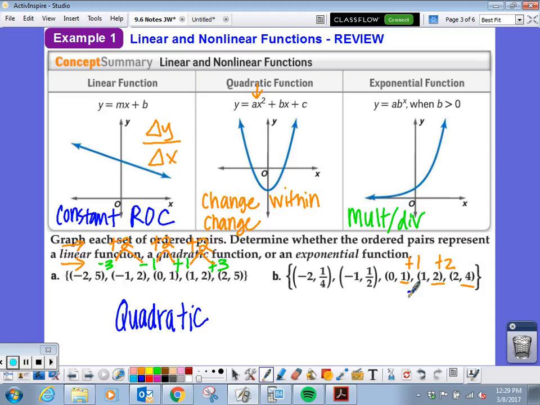Okay, from 1 to 2, it's multiplied by 2. 2 to 4, it's multiplied by 2. So that means that this is exponential.